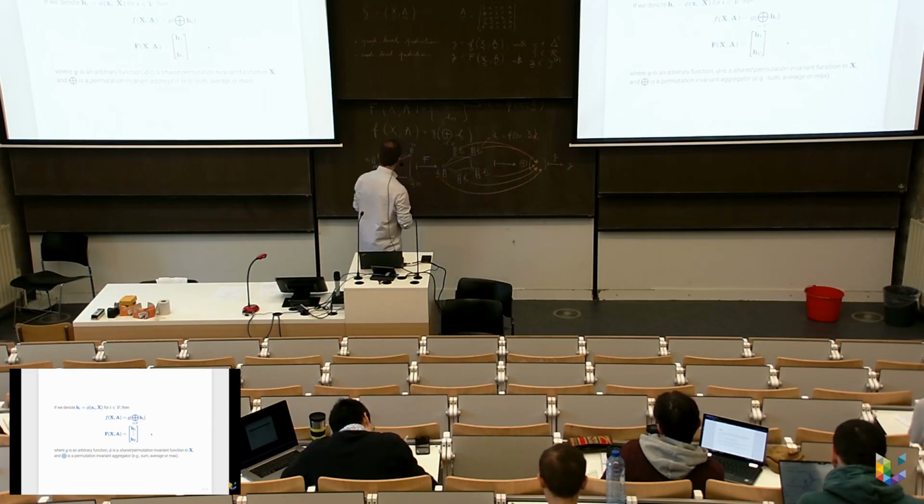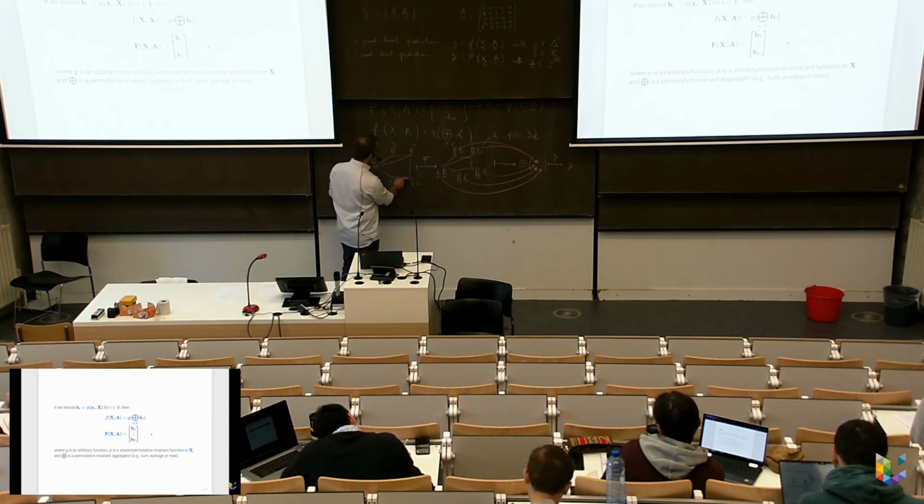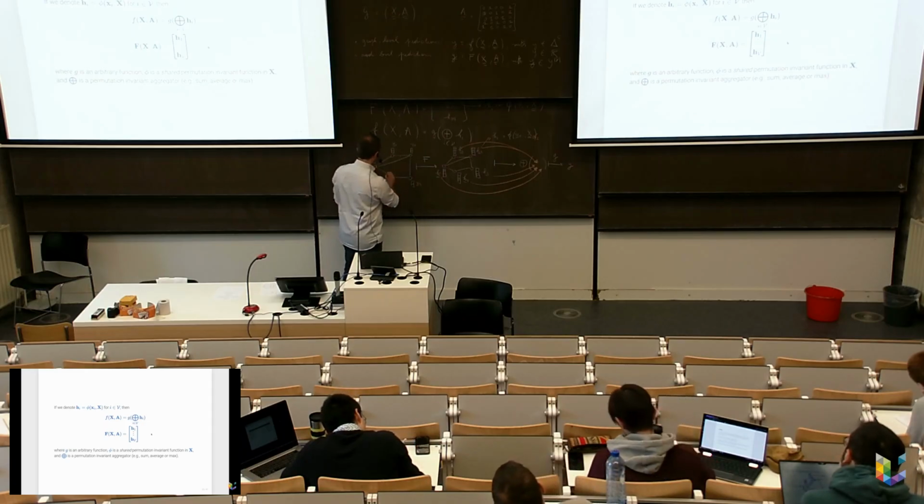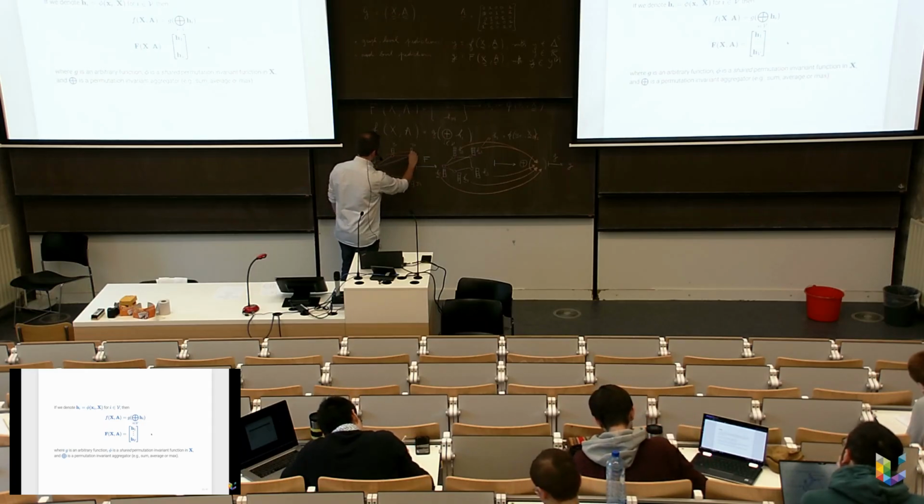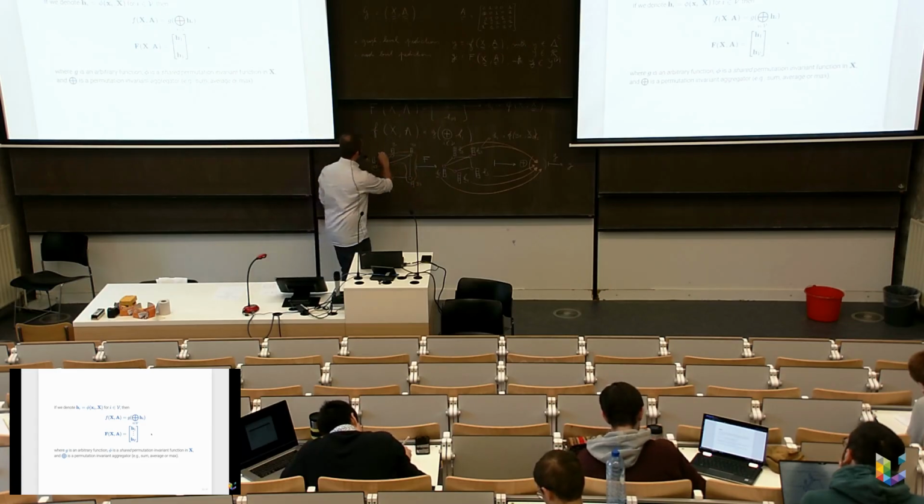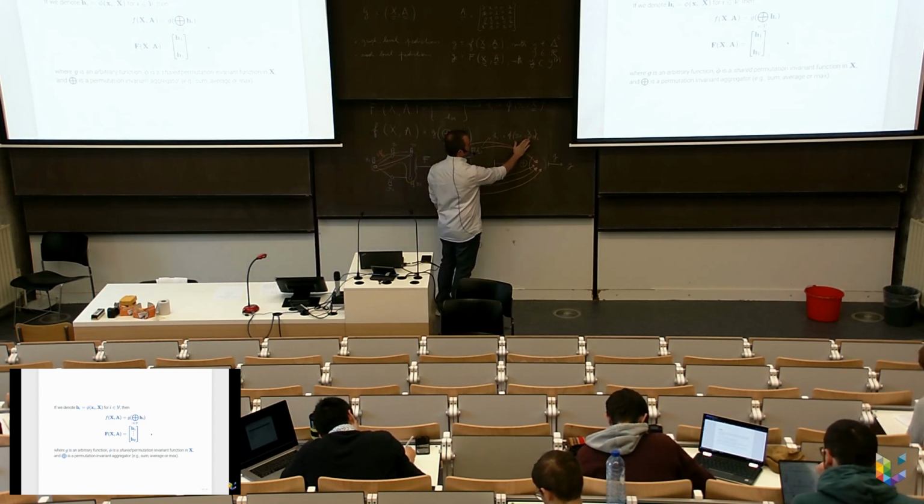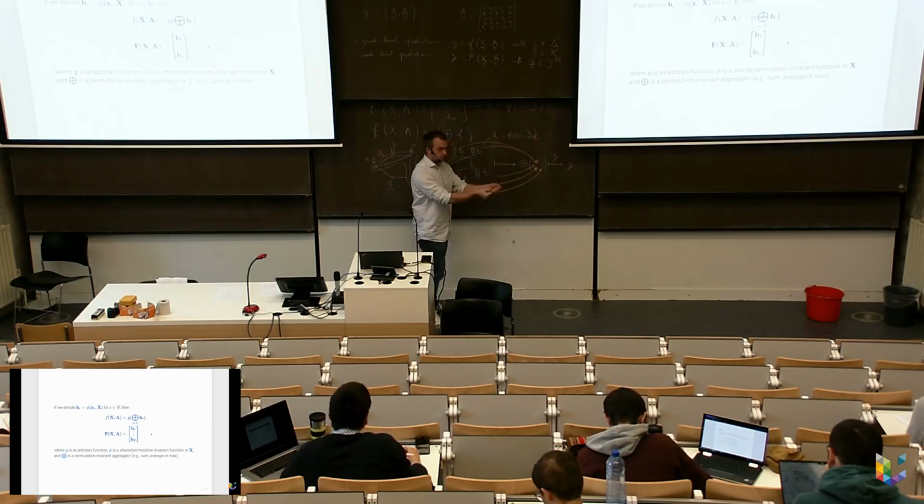So in this case, node 2 is connected to 3, 1, and 5. So the neighborhood of 2 will be this. And so now I'm just passing as input not the entire feature matrix, but only the feature vectors associated to the neighbors of node 2.